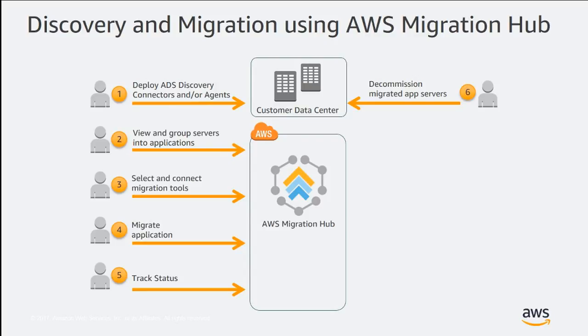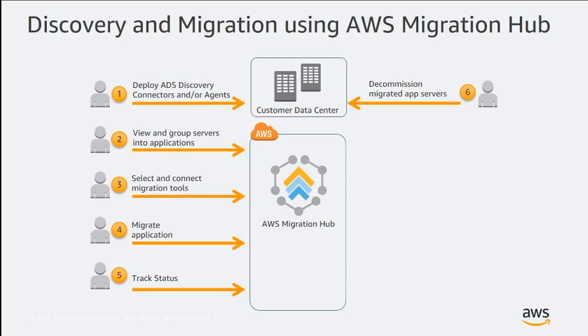So if you're going to use the Application Discovery Service, the first thing you do is deploy an ADS connector or agents into your data center, depending on what information you need and what level of detail. Once you deploy those and you tell them to start collecting, you view your servers and you start grouping them into applications. You can do this from the console, or you can export the data, analyze it outside of the Migration Hub, and then bring in your app groupings via the CLI or console.